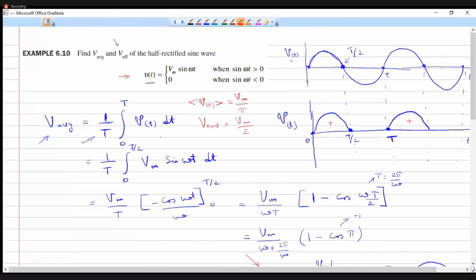And I have told you to predict what is the result for a full rectified function. If it is a fully rectified function, then the average value of V of t is equal to 2 Vm by pi, and VRMS will be equal to Vm. So we will prove this towards the end of today's class.